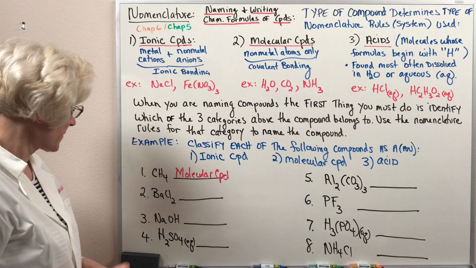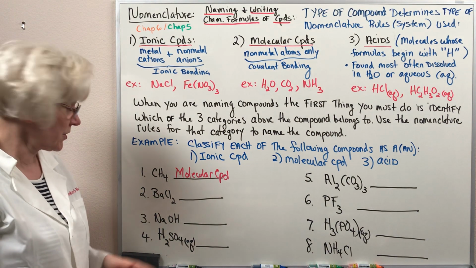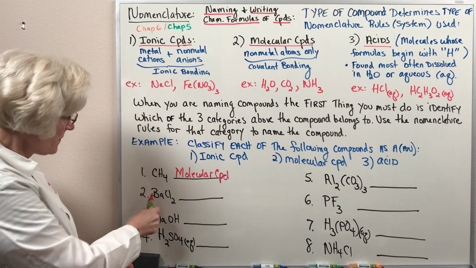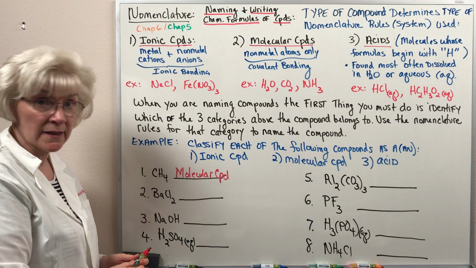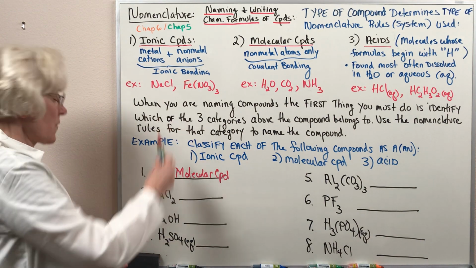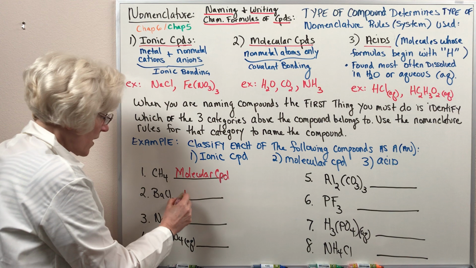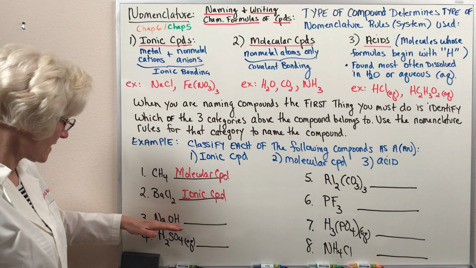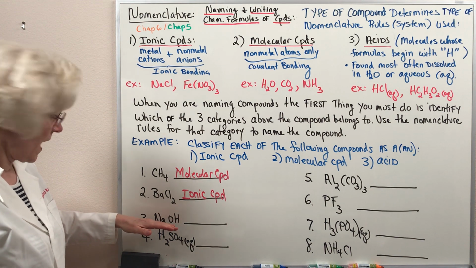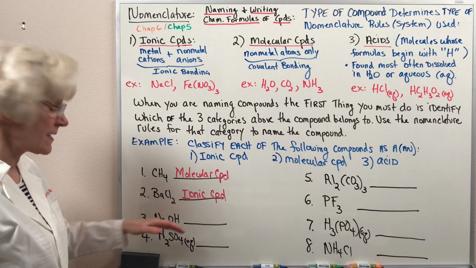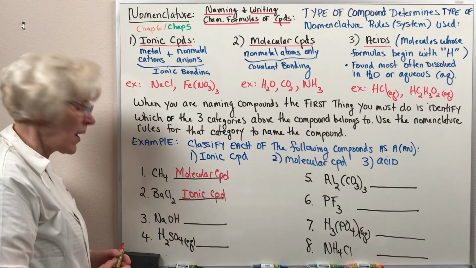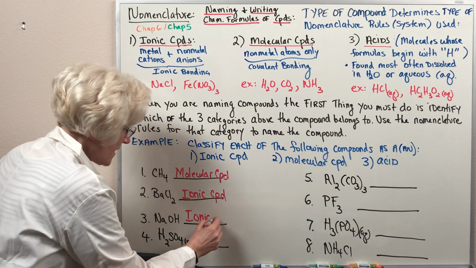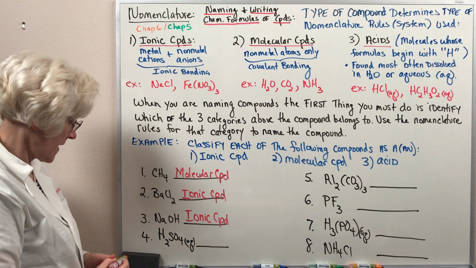Looking at example number 2, BaCl2, barium chloride. I look at this formula and I see immediately that barium is a metal and chloride a nonmetal. So I'm going to classify barium chloride as an ionic compound. Looking at the next example, I see sodium, a metal cation, and hydroxide, a polyatomic anion. So number 3 would also be classified as an ionic compound.